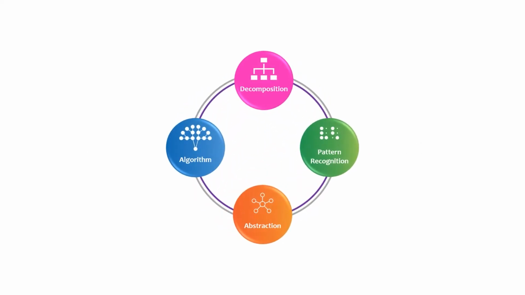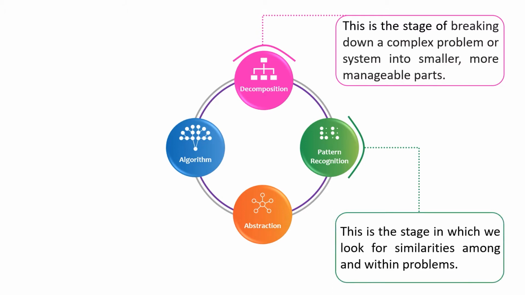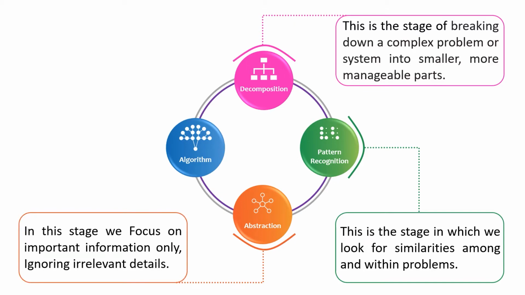Now let's go through the stages of computational thinking. There are 4 key stages or key skills used in computational thinking, and they are: Stage 1. Decomposition. This is the stage of breaking down a complex problem or system into smaller, more manageable parts. Stage 2. Pattern recognition. This is the stage in which we look for similarities among and within problems. Stage 3. Abstraction. In this stage, we focus on important information only, ignoring all irrelevant details.